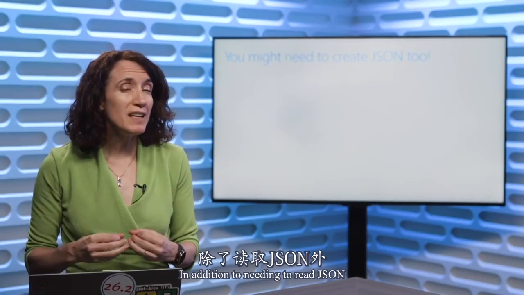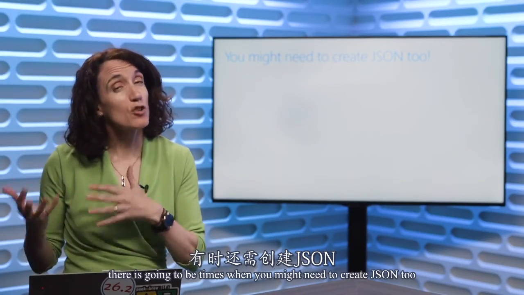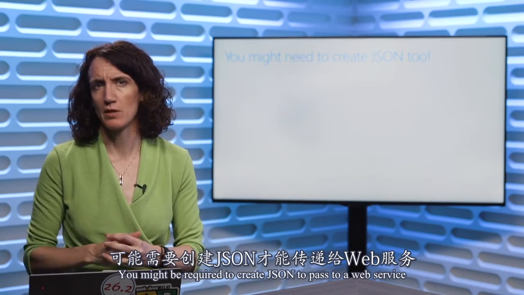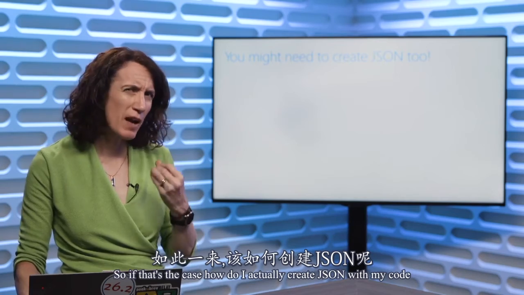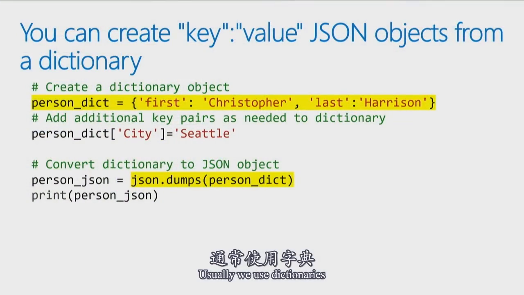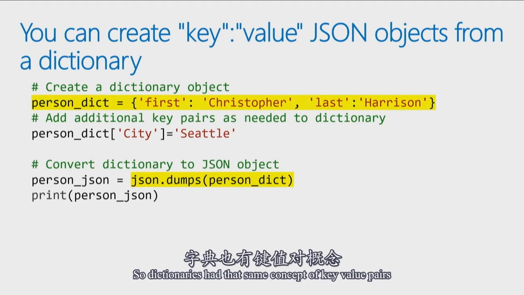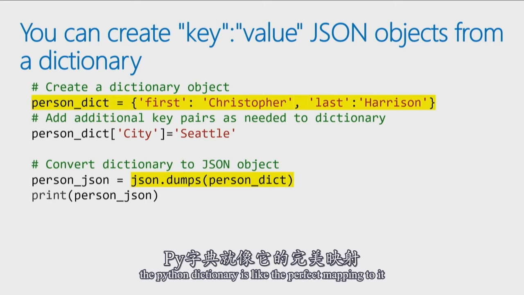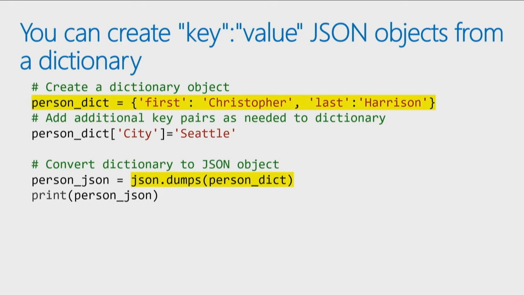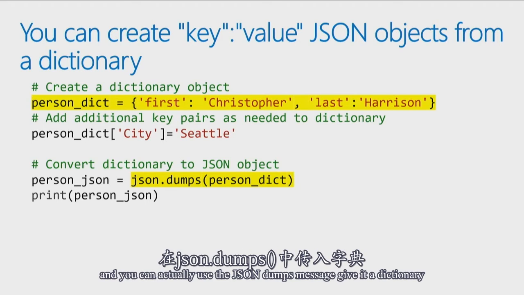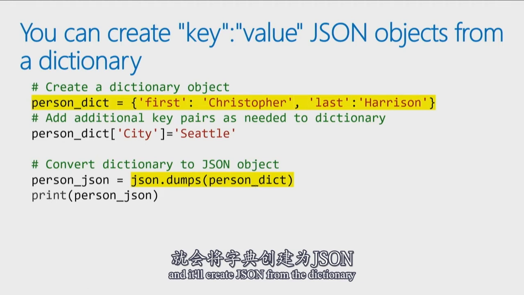In addition to needing to read JSON, there will be times when you need to create JSON too. You might be required to create JSON to pass to a web service. So how do I actually create JSON with my code? Usually we use dictionaries. Dictionaries have that same concept of key-value pairs, so since JSON has key-value pairs, the Python dictionary is the perfect mapping to it. The good news is you can use the JSON library's dumps method, give it a dictionary, and it will create JSON from the dictionary.